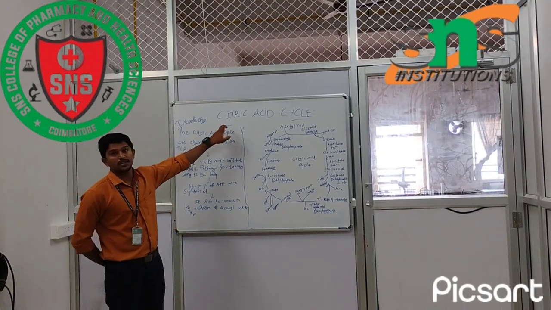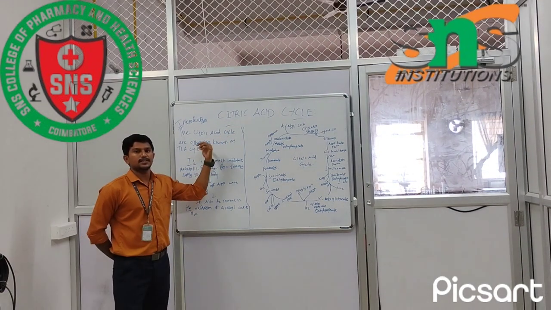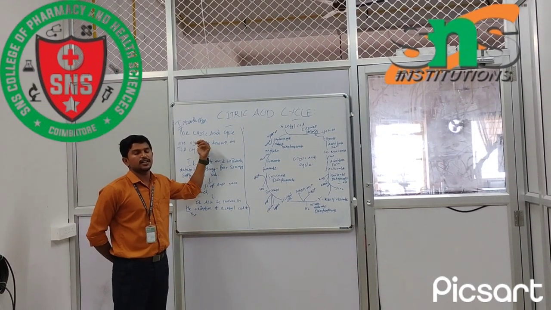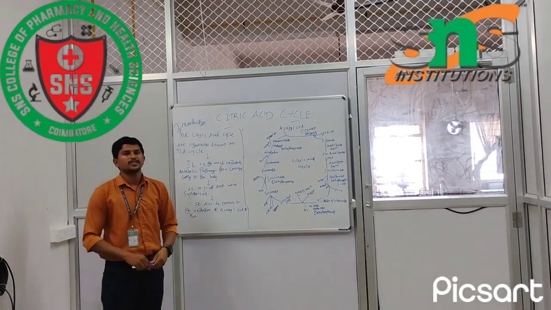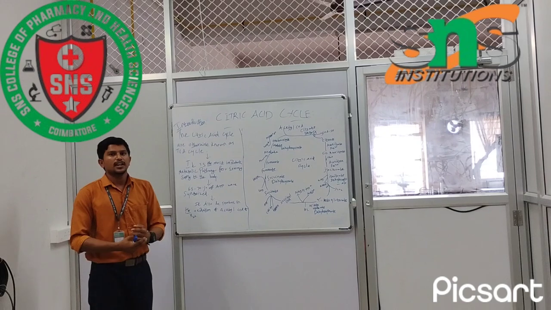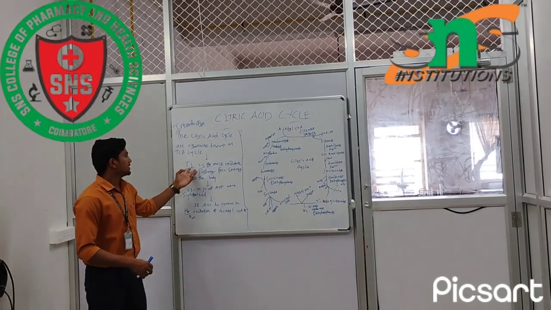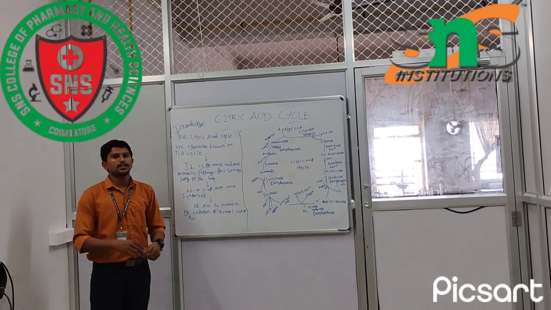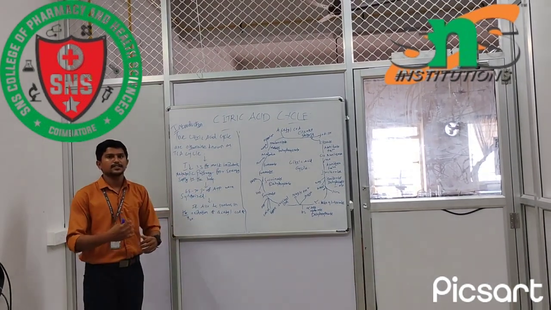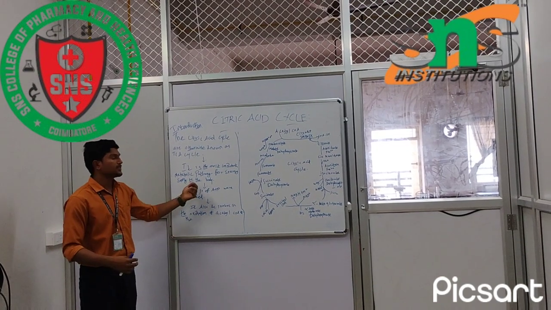From today we discuss the topic of the citric acid cycle. First we start with the introduction. The citric acid cycle is otherwise known as the TCA cycle or the Krebs cycle. It is the most important pathway for the energy supply to the body.